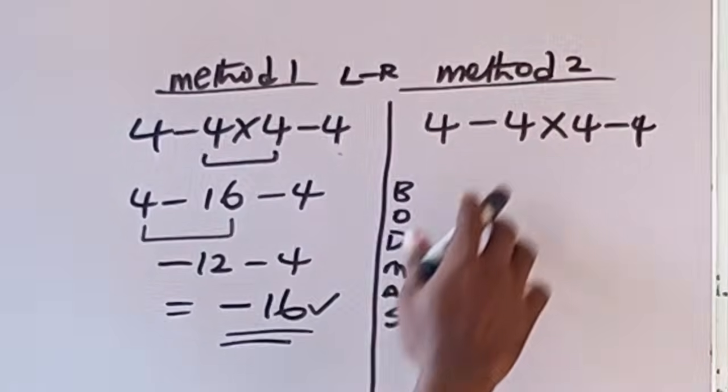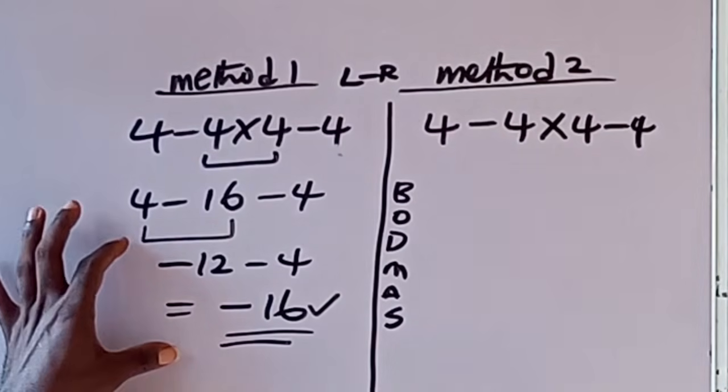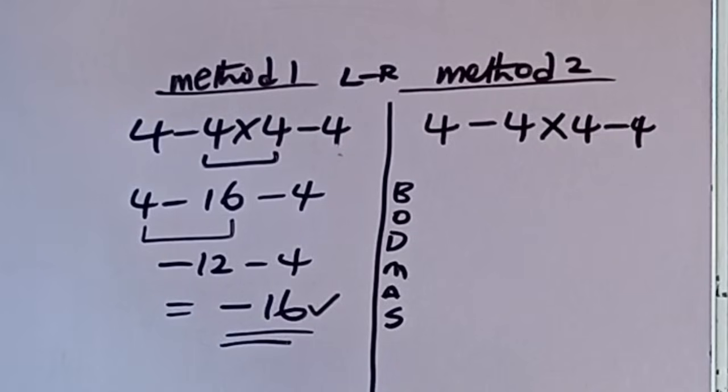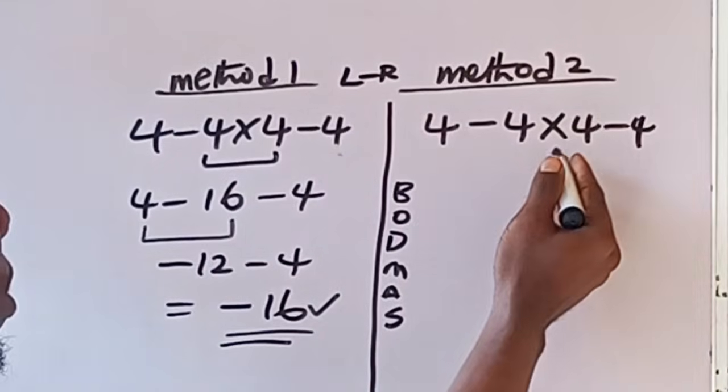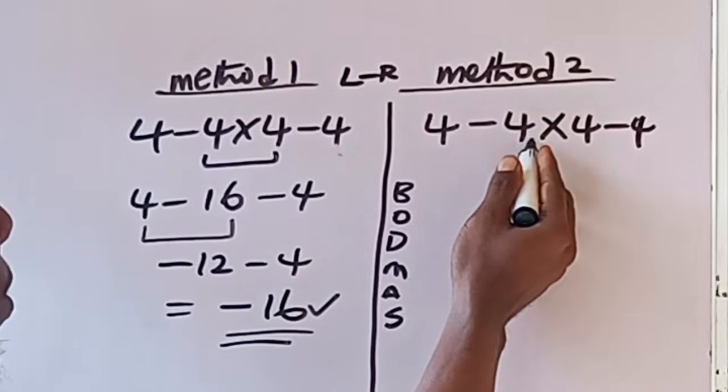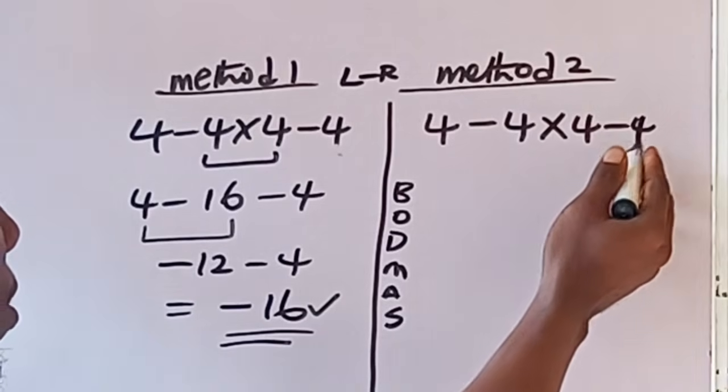Now for this second method, I will show you, you may not go through this long process in solving it, okay? So in solving this, you will choose which method you prefer most, okay? So now if you use this method, this is 4 minus 4 times 4 minus 4.